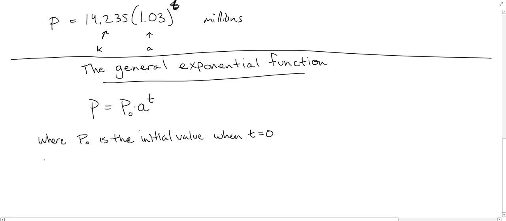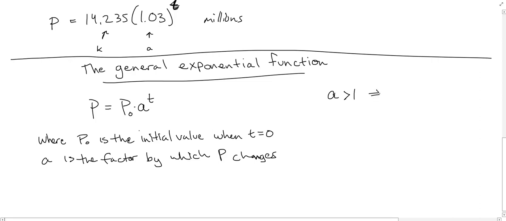So it's basically the starting point. And then a we can call the growth factor. So a is the factor by which P changes for different values of t. Then two situations happen here. If a is greater than 1, we have growth, exponential growth, like that population example. So these are both going to be exponential, but this is exponential growth. This represents something growing.